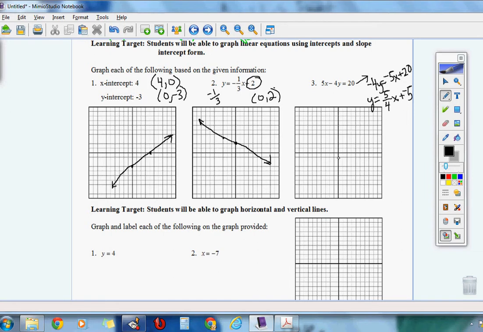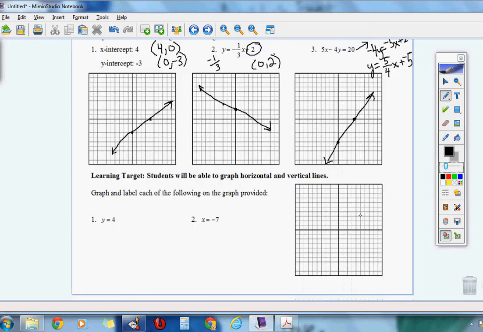So to graph it, we would go 1, 2, 3, 4, 5. And then we would go up 5, 1, 2, 3, 4, 5, over 1, 2, 3, 4 for our positive slope. So that would look like that. Okay, so that's a refresher on graphing lines.